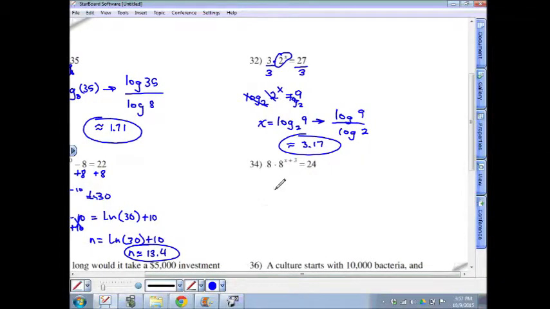Okay, question 34. We have a similar situation to question 32. We have a coefficient here, 8. 8 is a coefficient of this exponential term, so we need to divide by 8. We have 8 to the x plus 3 is equal to 3. Now we have to cancel the base so we can make sure that this exponent is no longer an exponent. So cancel the base using a logarithm.